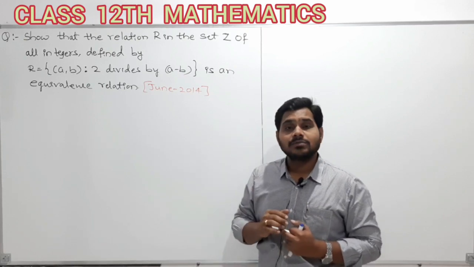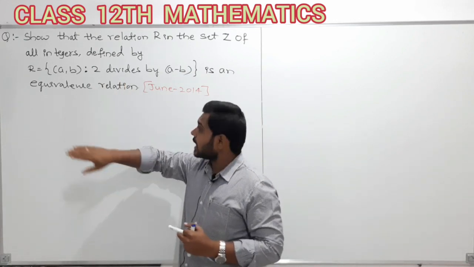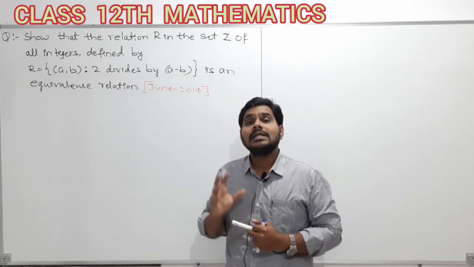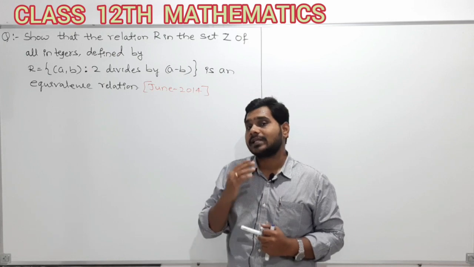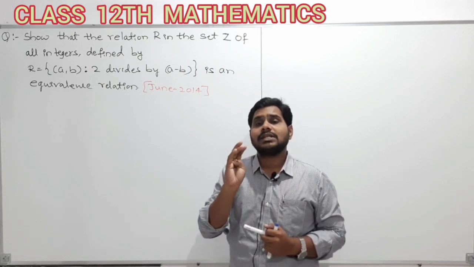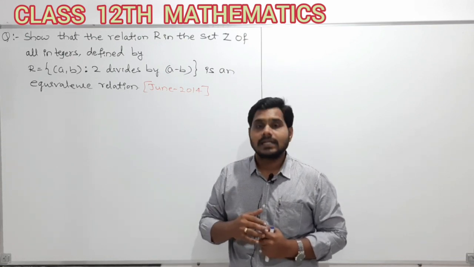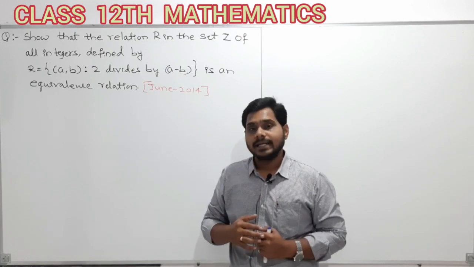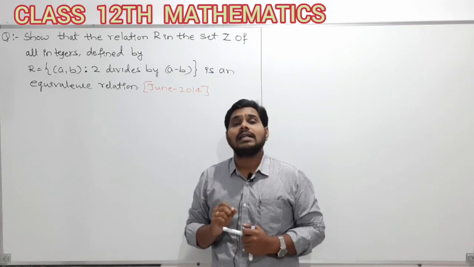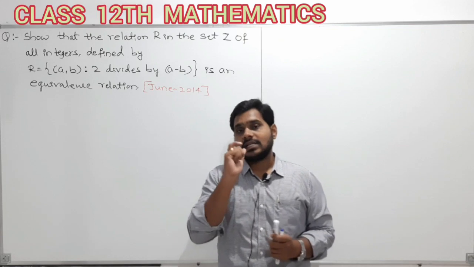Show that, what is the meaning, my dear students? It means we should understand that it is already an equivalence relation. We just have to show it. For that reason, what should we do? We should first show that the relation is reflexive, second that it is symmetric, and third that it is transitive. If we show these three, then we can say that the given relation is an equivalence relation. So my dear friends, I'll just recall the things.